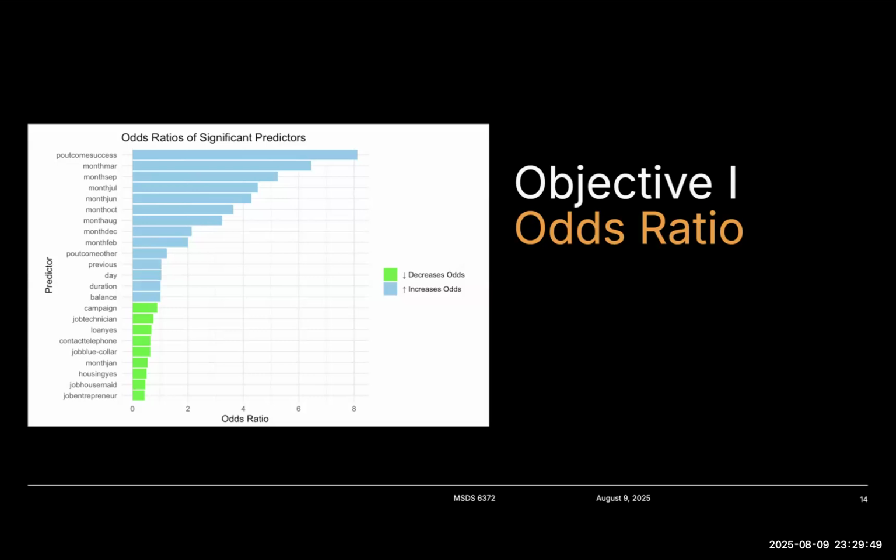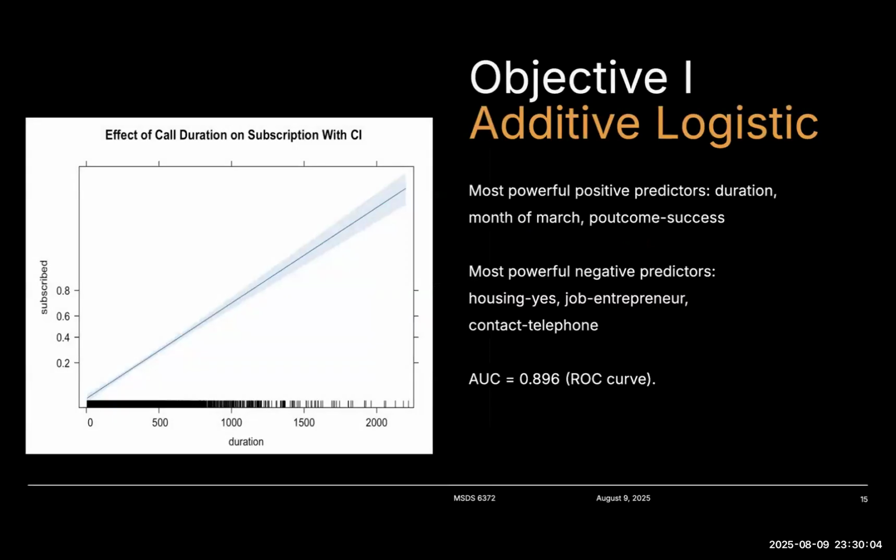And contacting customers in March or September or July, as we can see, also significantly increases the odds. On the other hand, with housing loan, and again, being an entrepreneur or having a blue-collar job, like we saw in our EDA, significantly decreases the odds of subscribing. Here we have duration illustrated in another useful chart. We can see the effect illustrated, and we have our confidence interval too.